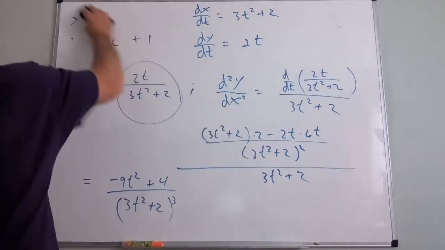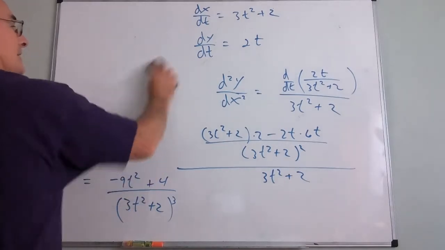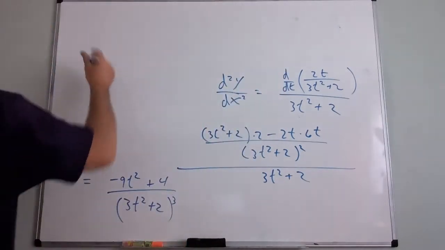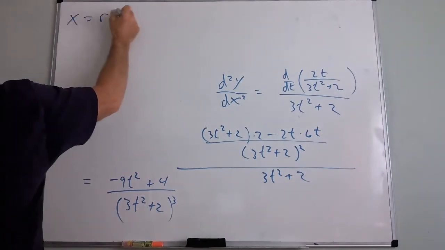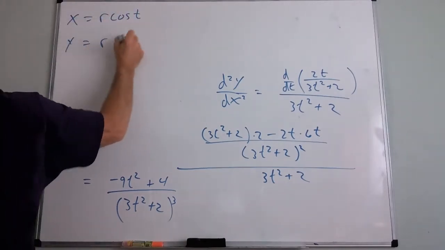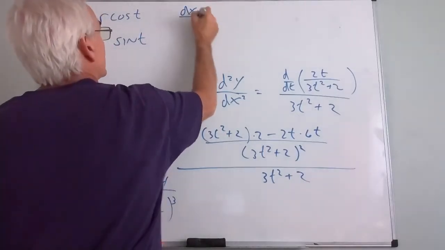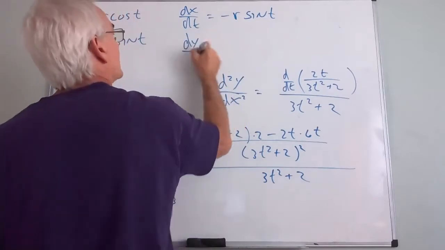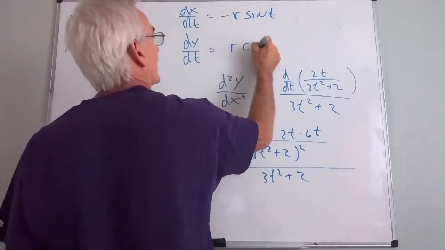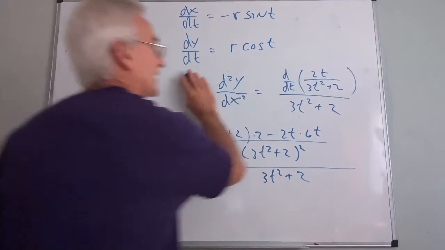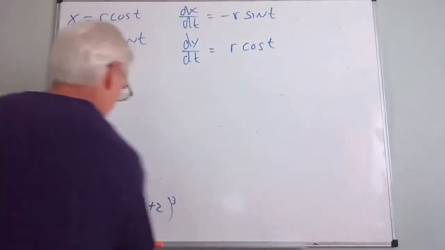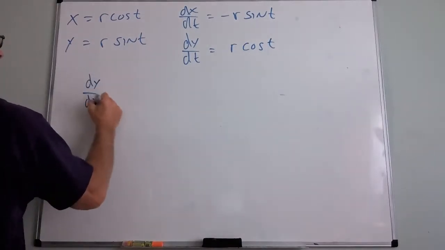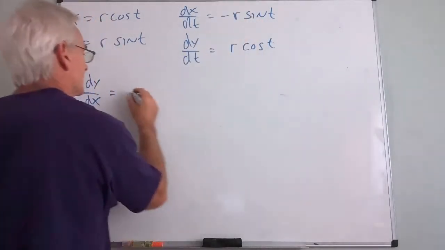Now let's go back and do the circle again. You're going to like this because it's so clean. So we did the circle a little while ago. We said let x be r cos t, y is r sin t. We got dx/dt is negative r sin t, dy/dt is r cos t. Okay, we already did this. Then we stated our derivative. Our dy/dx is simply the ratio this over this.